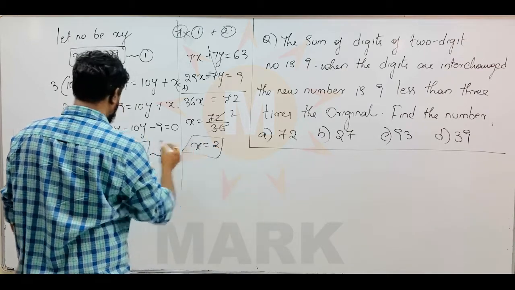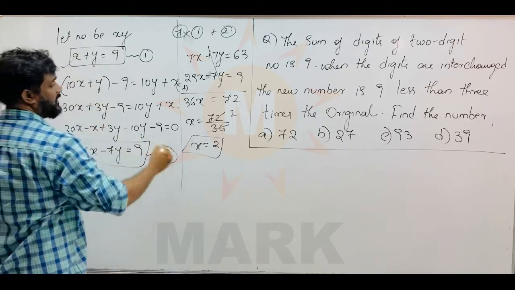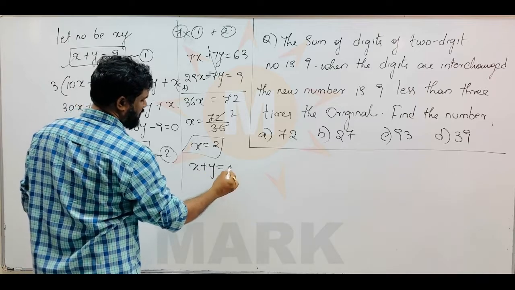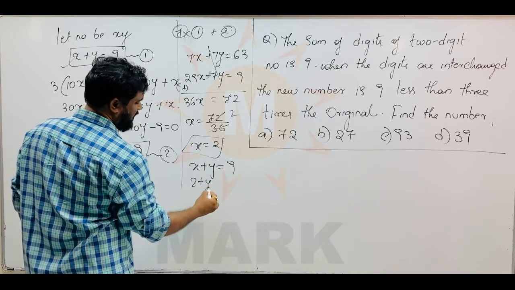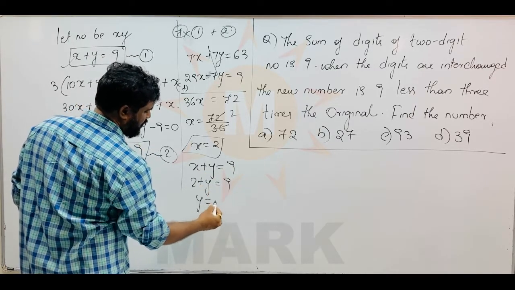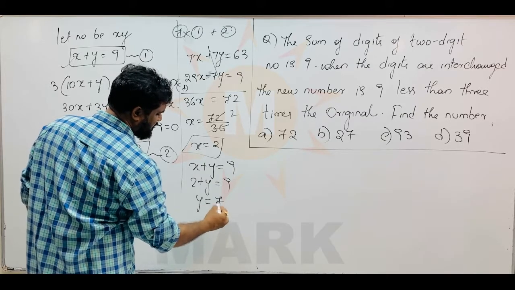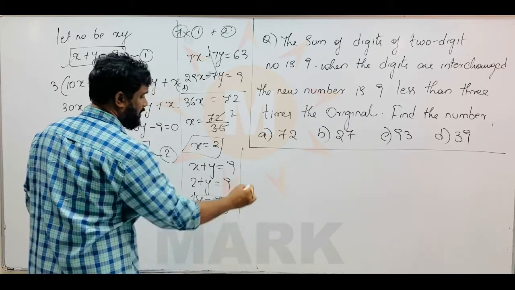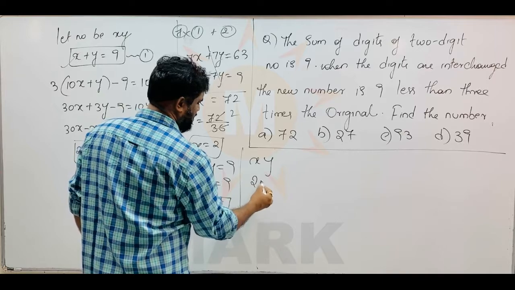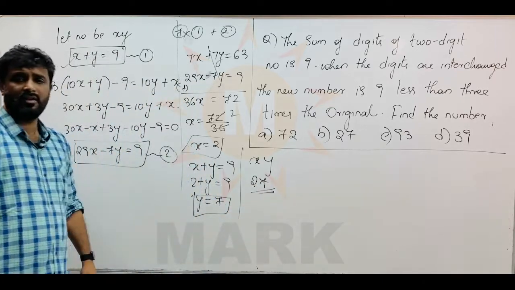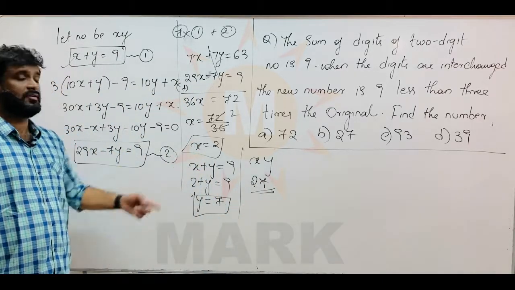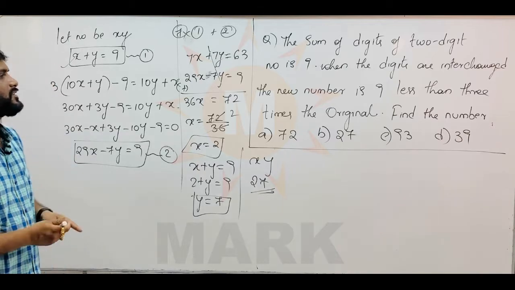If I substitute here, x plus y is equal to 9. So 2 plus y is equal to 9. So y is equal to how much? That is equal to 9 minus 2, which is equal to 7. So the number xy is nothing but 27. So 27 is the answer for this question.